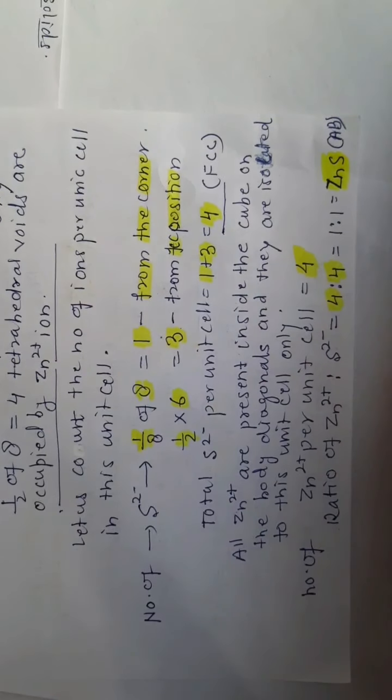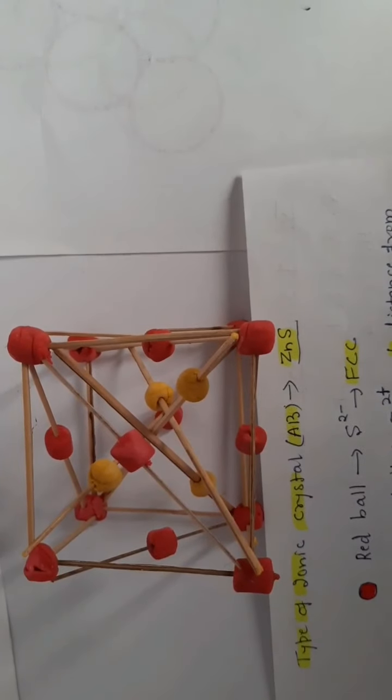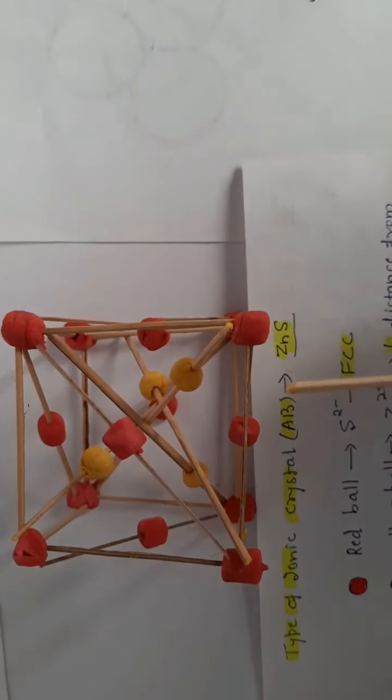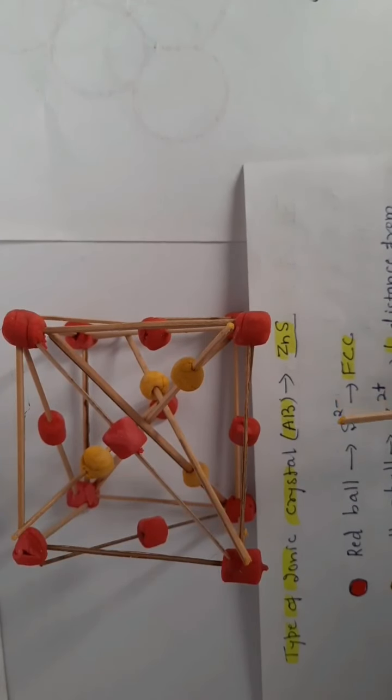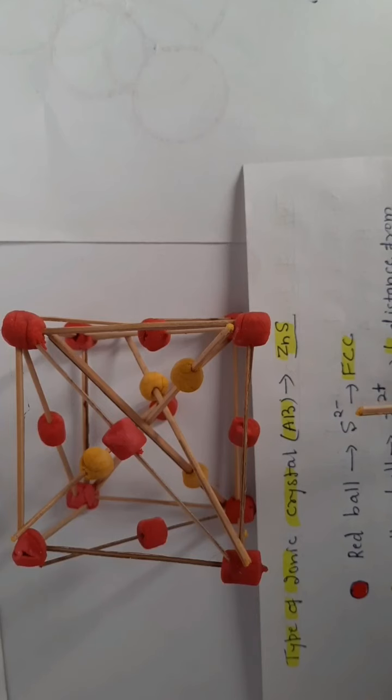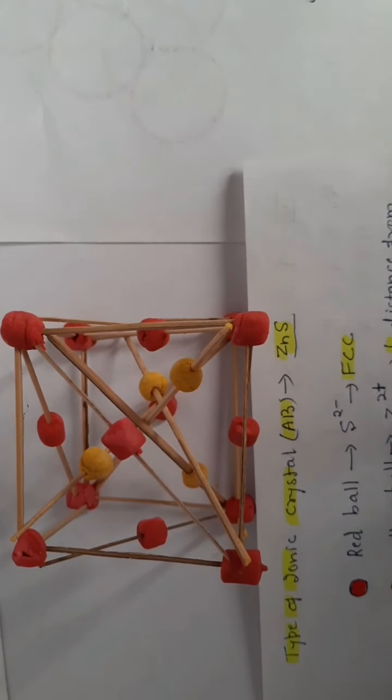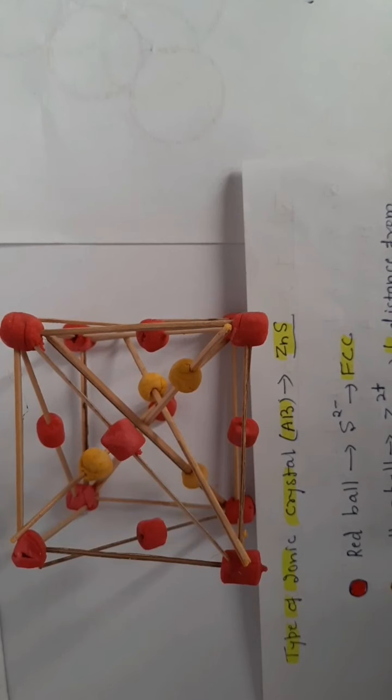Now let us understand the coordination number of each ion in this unit cell. Suppose we consider this zinc ion. Now the zinc ion is occupying a tetrahedral void, and that is why the coordination number of zinc ion is 4. If a particle occupies the tetrahedral void, it will be surrounded by 4 neighboring particles placed at the 4 corners of the tetrahedron.